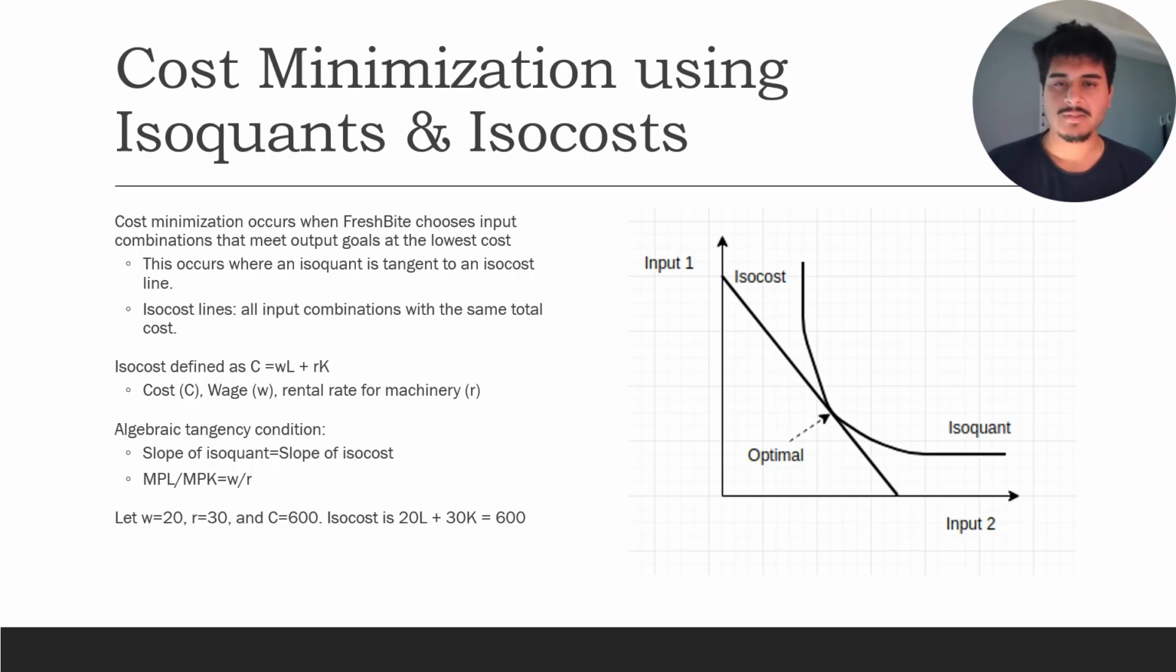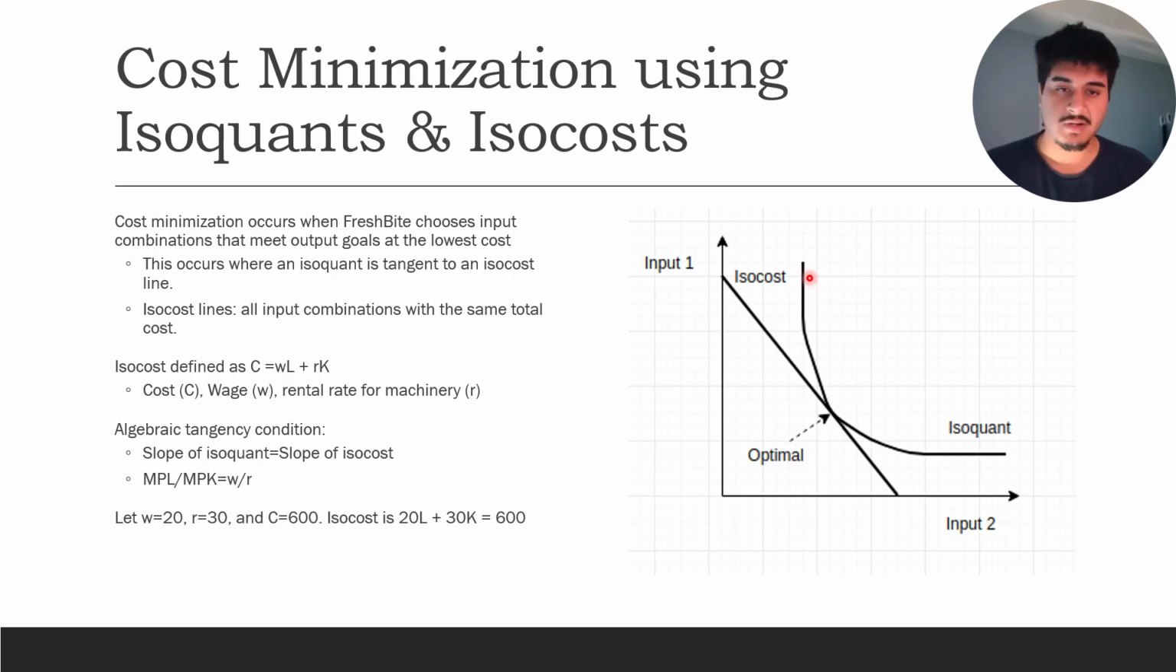So now let's look more towards cost minimization using both isoquants and isocosts. So cost minimization occurs when a company chooses input combinations that meet output goals at the lowest cost. This occurs where an isoquant is actually tangent to an isocost line. Isocost lines represent all input combinations with the same total cost.